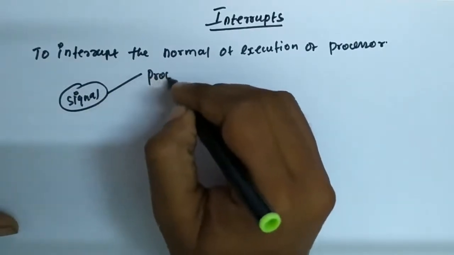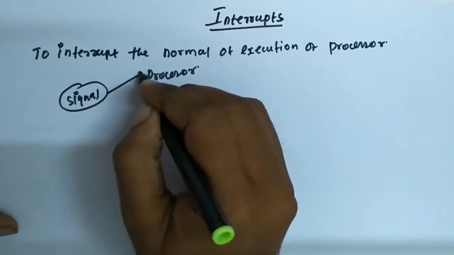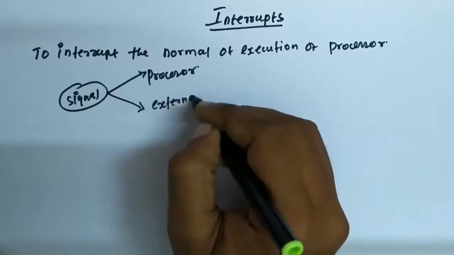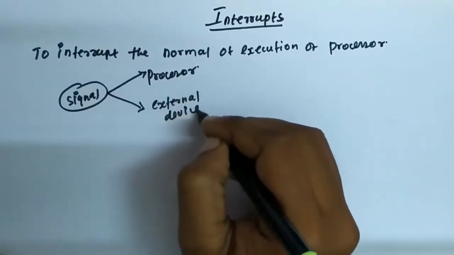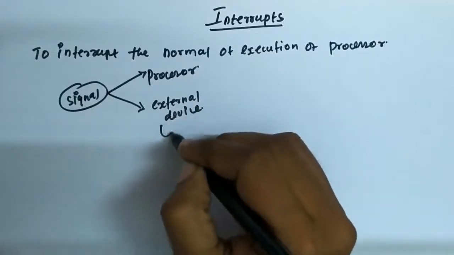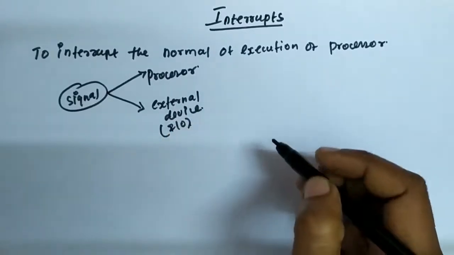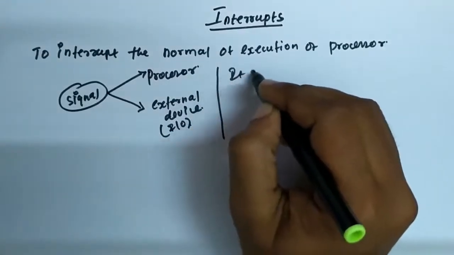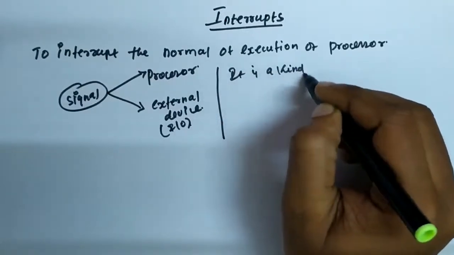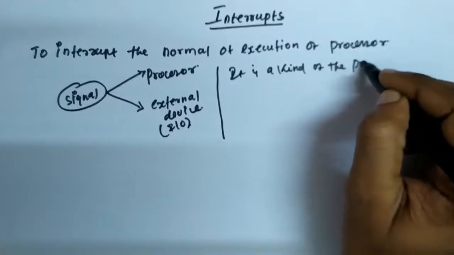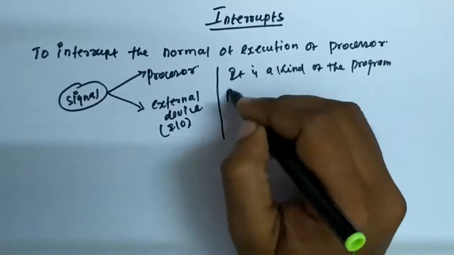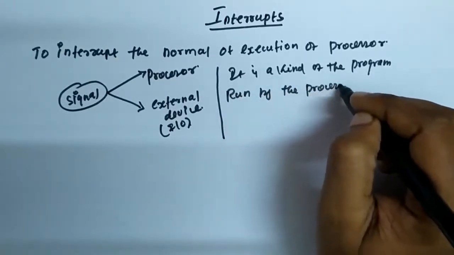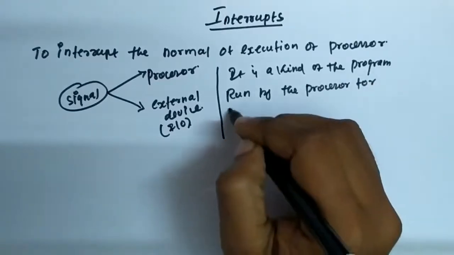One is the processor. The processor side can generate the interrupt, or external devices, like input output devices, can generate the interrupt signal. An interrupt is a kind of program run by the processor for a particular time period.